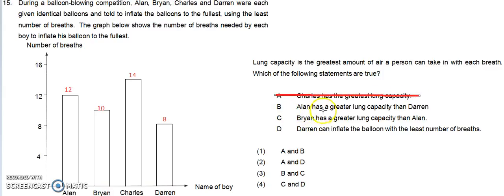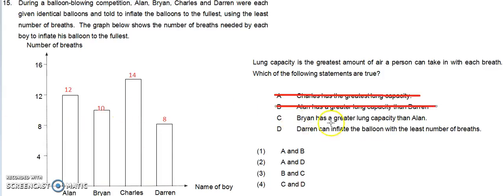B. Alan has a greater lung capacity than Darren. Well, Alan took 12 breaths as compared to Darren, which took only 8 breaths. So this is also not a true statement because Darren is the one with the greater lung capacity, as he can take the least number of breaths to inflate the balloon.